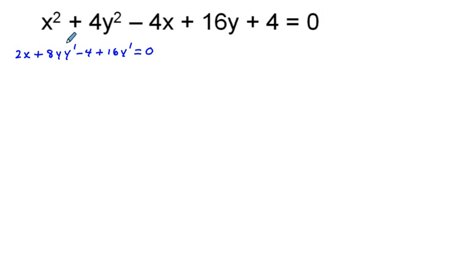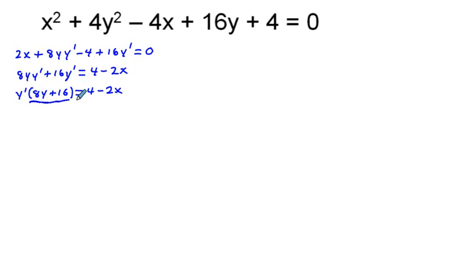So now we have all our terms implicitly differentiated, and we're going to collect all the terms with y prime on the left side and move the other terms over to the right side. So we have left 8y y prime plus 16 y prime, and that's going to be equal to, we have that negative 4, move that to the other side of the equal sign, is going to be positive 4, and the 2x is going to be minus 2x. And now factoring out the y prime, we have y prime times quantity 8y plus 16, and that's going to be equal to 4 minus 2x.